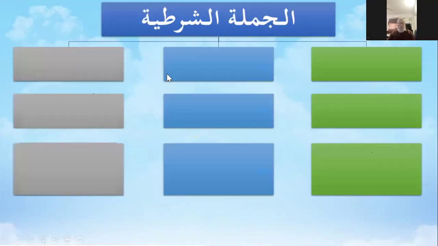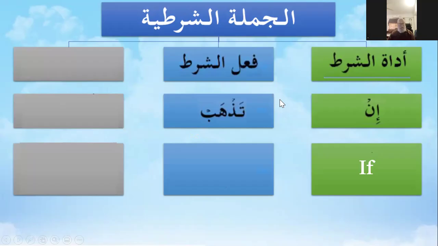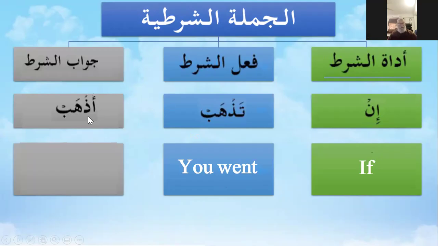Now the jumla shartiya has three parts. Adatu shart, just like in. It will have a fi'l shart, just like in tadhhab, if you went. Look, it was tadhhabu. In came, it took the dhamma, put the jazm, sukun. And the jawab shart, adhhab. It was adhhabu. This is the effect of in. It is causing a change in fi'l shart and jawab shart, both causing jazm. I will go.